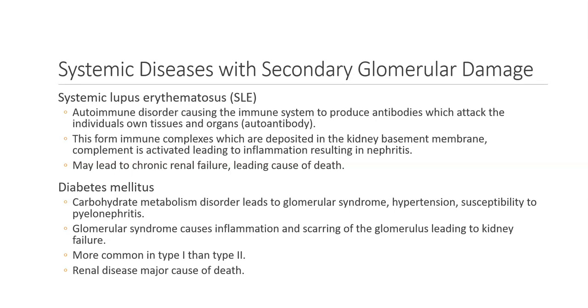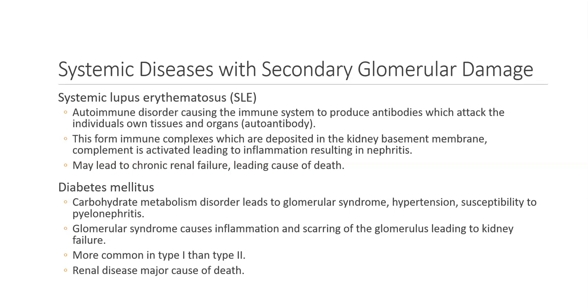They are autoantibodies. And we learned in serology and immunology that antibodies are supposed to react with non-self antigens. But this is when the immune system goes wrong, and unfortunately, antibodies are produced against self. In SLE, this antibody formation and the reaction leads to immune complexes being formed, which are then deposited in the kidney basement membrane. This then activates complement that leads to inflammation, which will result in nephritis. This may lead to chronic renal failure and is the leading cause of death in patients who have this disease.